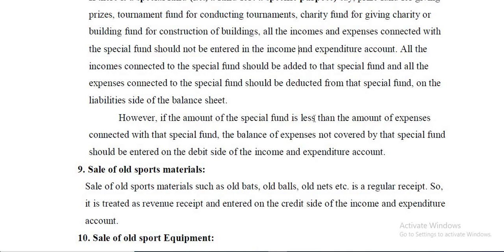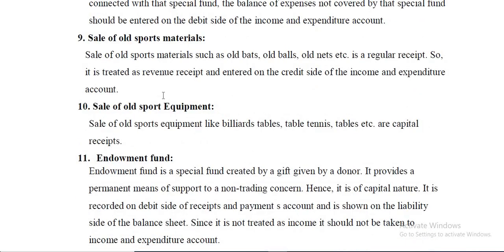So if the amount of special fund is less than the amount of expenses connected with that special fund, the balance expenses not covered by that special fund should be entered on the debit side of the income and expenditure account. Then sale of old sports materials like old bats, old balls, nets, etc. These are regular receipts. So that is to be treated as revenue receipt, entered on the credit side of income and expenditure account.